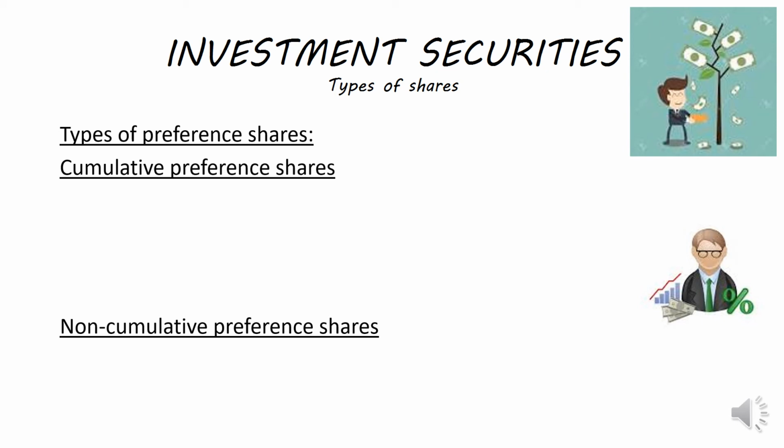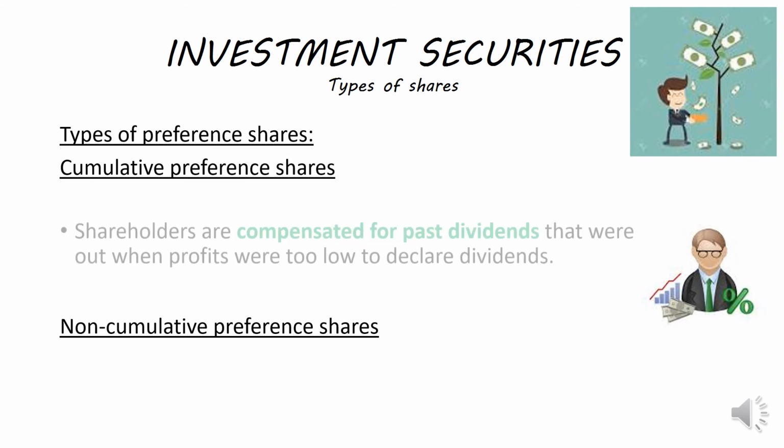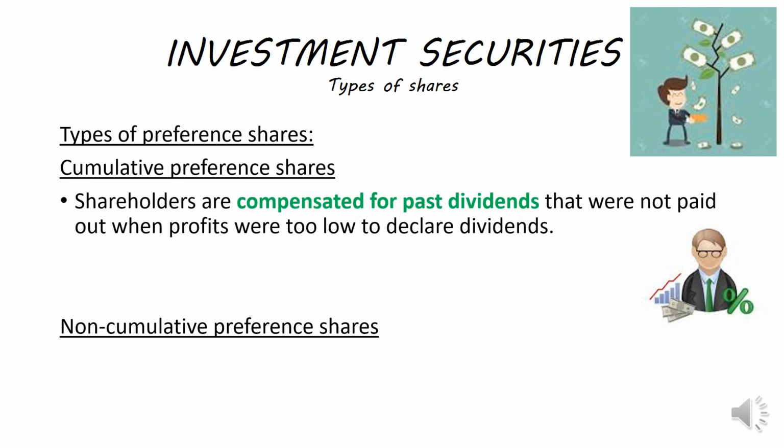Right, so now if we look at more types of preference shares, we also distinguish between cumulative preference shares and non-cumulative preference shares. We have discussed this before when we did the preference shares, so just a quick repetition here. Your cumulative preference shareholders are compensated for dividends that were not paid out in previous years when the profits were too low to declare a dividend.